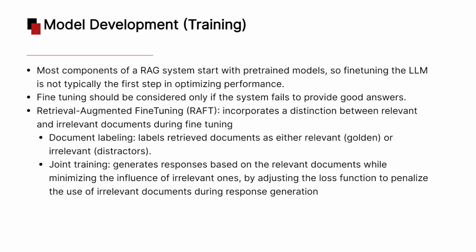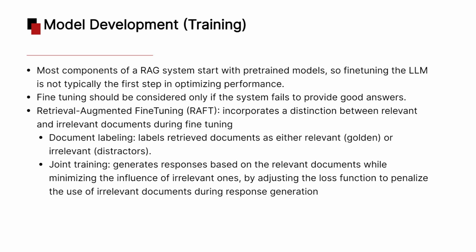Retrieval-Augmented Fine-Tuning, RAFT, is a specialized fine-tuning technique designed to improve performance by teaching the model to distinguish between relevant and irrelevant documents retrieved during inference. Key components of RAFT include document labeling. Each retrieved document is labeled as either relevant, golden, or irrelevant distractor, based on its usefulness for generating correct responses. This labeling is critical for supervised fine-tuning.